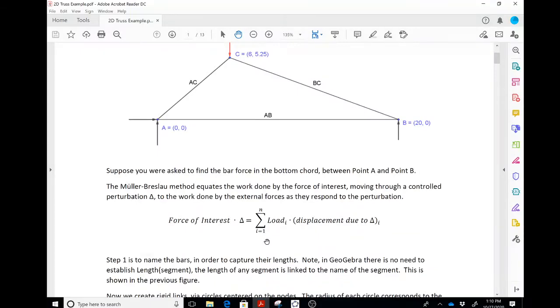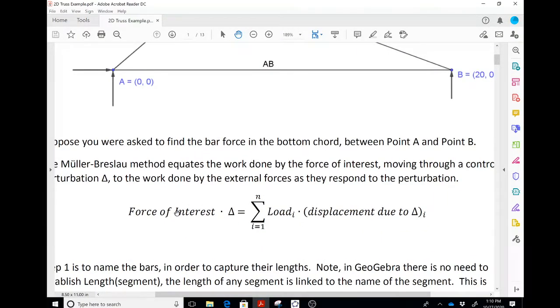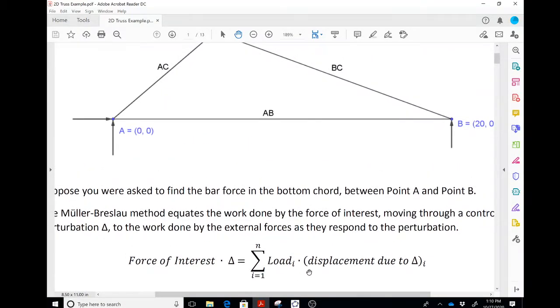The technique is always the same in Muller-Breslau. You take the force of interest multiplied by some displacement that you are enforcing. If that's a moment, this would be a rotation in the bar. If it's a shear, it would be a relative translation of the two pieces of the bar. But if it's axial, you just cut the bar and open it up, some gap, delta. And then you just watch what happens.